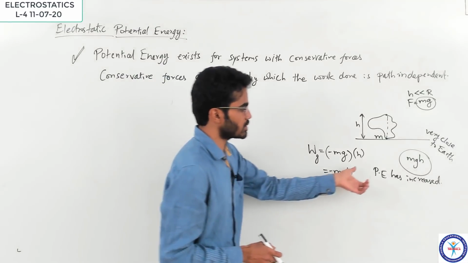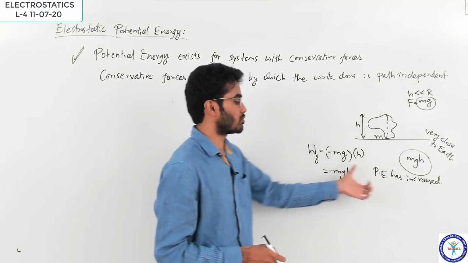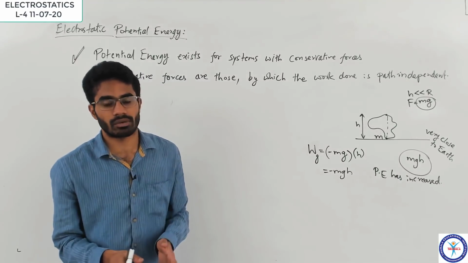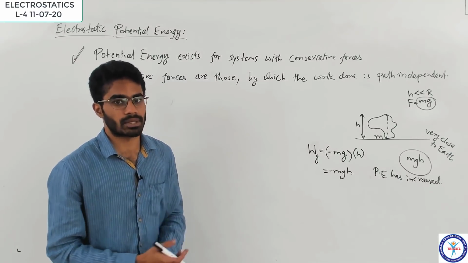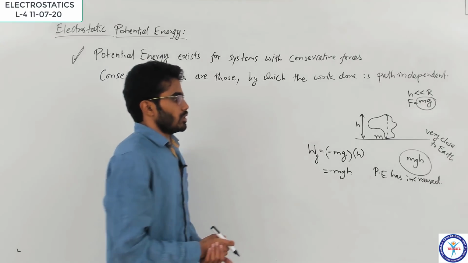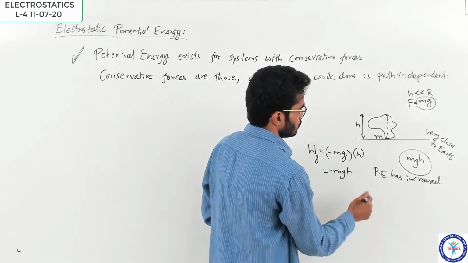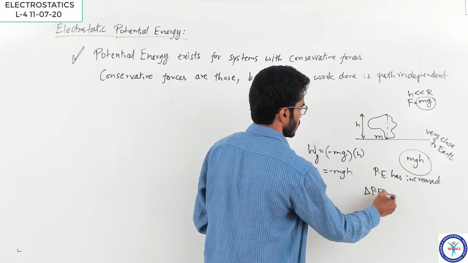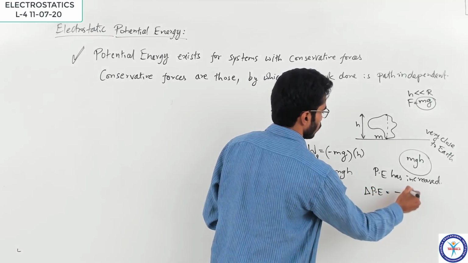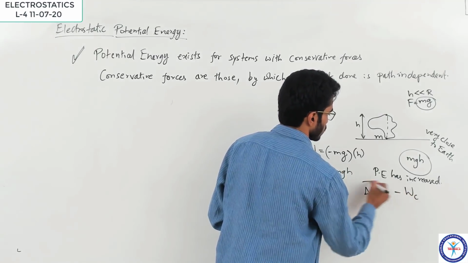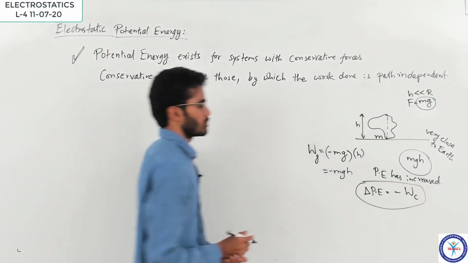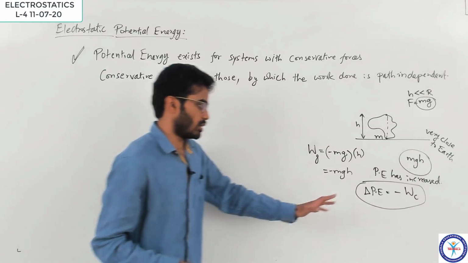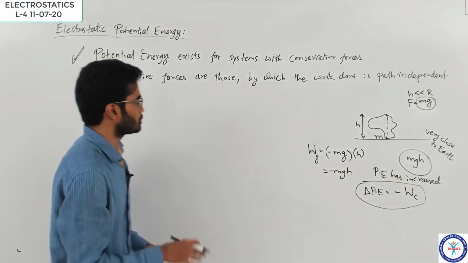So we know that there is a term potential energy associated with this conservative force. Only in the case of conservative forces does this concept of potential energy come. So how is potential energy defined now? The change in potential energy is always the negative of the work done by the conservative force. This is the definition. For any system, the potential energy is defined in this way, right?